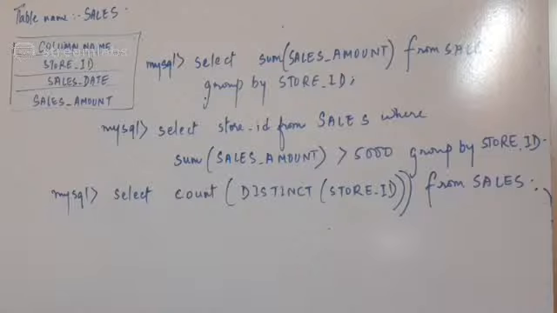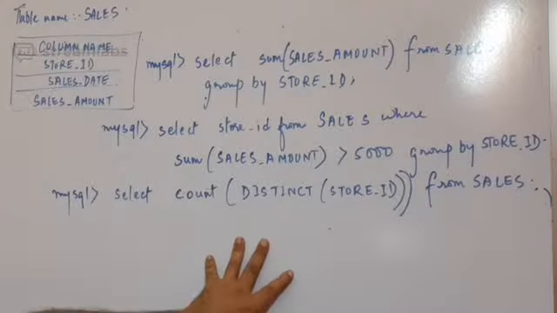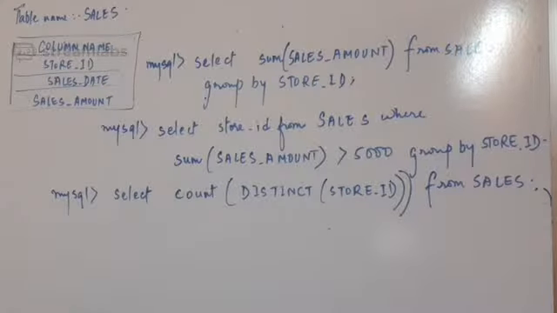So the meaning of this particular query is that first it will be removing the multiple instances of the store ID, and then it will be making the count. Supposedly in this store ID you will find that 10 is repeated 3 times, 20 is repeated 5 times. If you want to know how many distinct store IDs are available, then after the removal of those duplicate instances, this query will help you out.